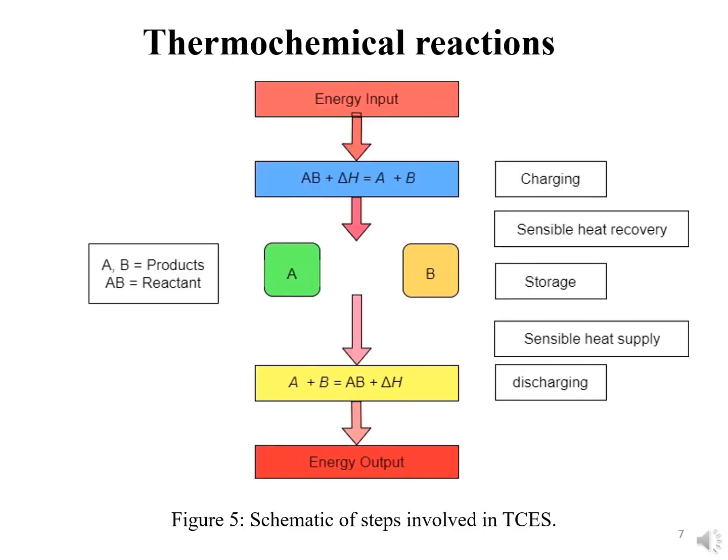Thermochemical reactions are reversible in nature, with the thermal energy being supplied and released during the endothermic and exothermic steps respectively. Here the operation of TCES involves three significant steps. Those are charging, storage and discharging. As shown in figure 5, when an energy is given to a reactant AB in the form of heat, the excess heat is stored in the form of products such as A and B. Now, as per the application, when we want to reuse that excess energy or heat, we can simply supply heat and discharge it in the form of reactant.